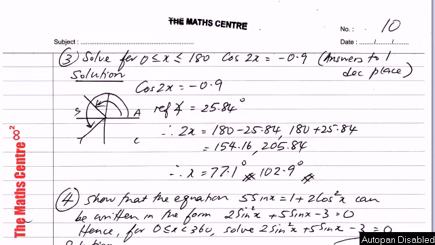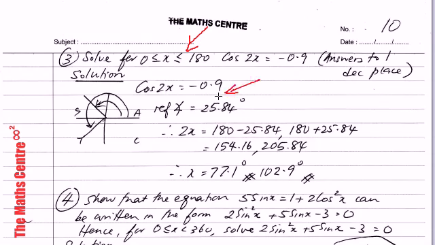Question number 3. We're asked to solve for x between 0 and 180: cos 2x equals negative 0.9. Answers to one decimal place. So let's go through the solution. Cos 2x equals negative 0.9.